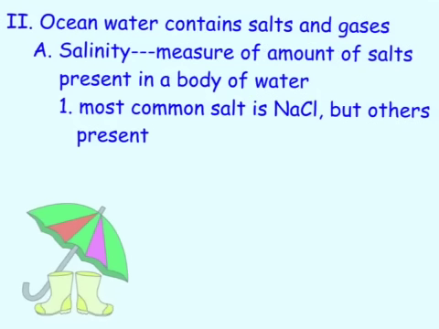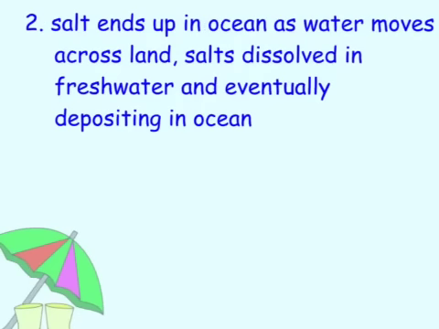So ocean water contains salts and gases in general. Salinity is a measure of the amount of salts present in a body of water. The most common salt that you're going to see in ocean water is NaCl. This is sodium chloride. It's just regular table salt, but other salts are also present.